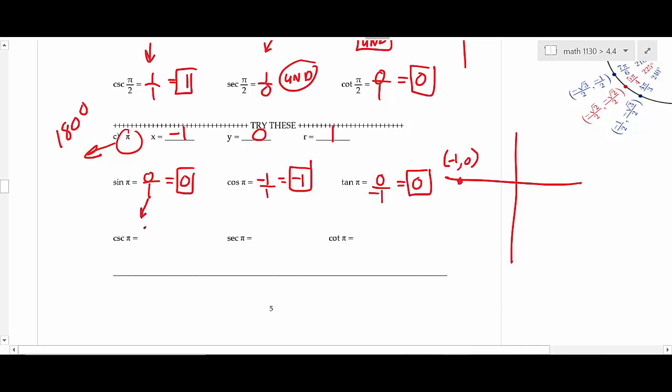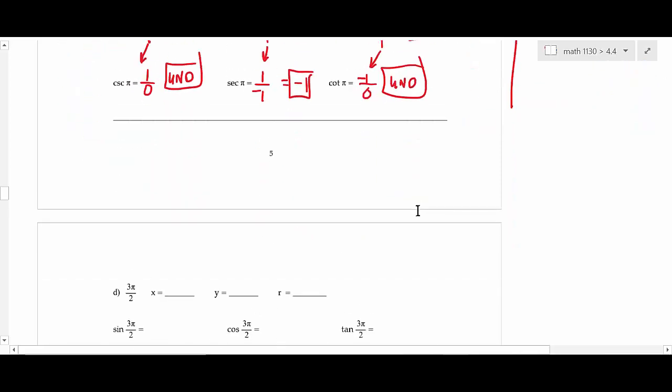Cosecant is reciprocal of sine, so that would be undefined. Remember, you're going to have 2 undefineds here. Then the reciprocal of the cosine would also be -1, and then the reciprocal of the tangent would be the cotangent, so there's your second undefined. So see how you get 2 zeros, 2 undefineds, and 2 1s or -1s. That's nice to know patterns, okay?